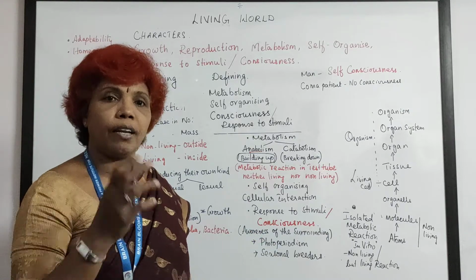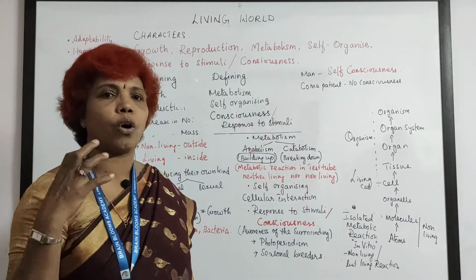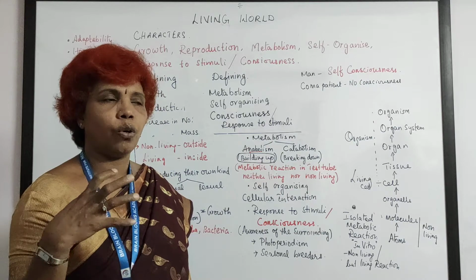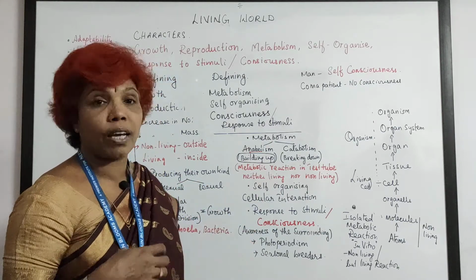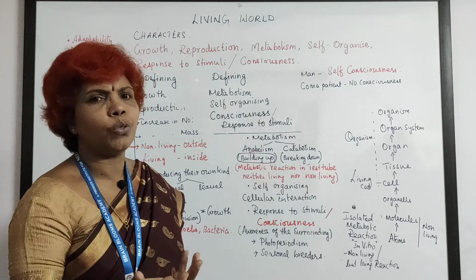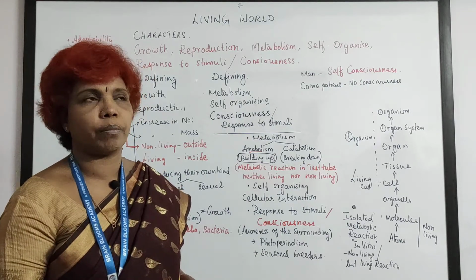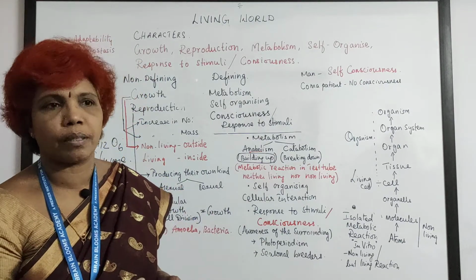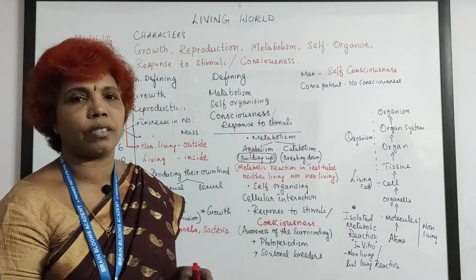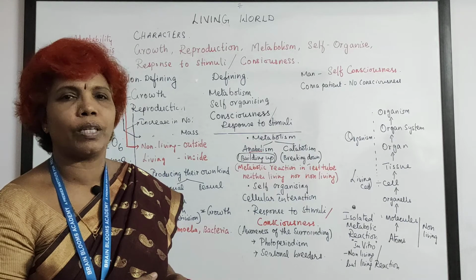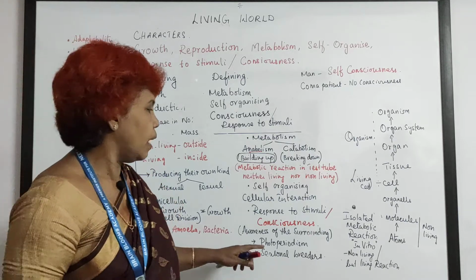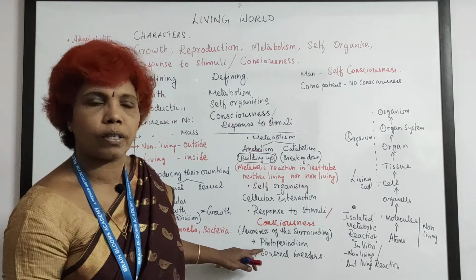So every living creature has got a consciousness, so they know what's happening around them. Okay, so that is awareness of the surroundings. You know the photoperiodism, according to the photoperiodism, the plant flowers. If there is no flowering, where can you expect the fruit and seeds and other things? Understood? So that is photoperiodism.